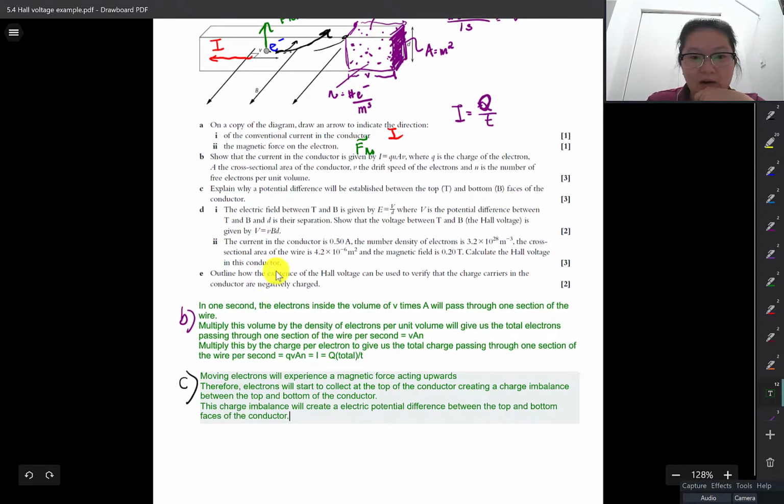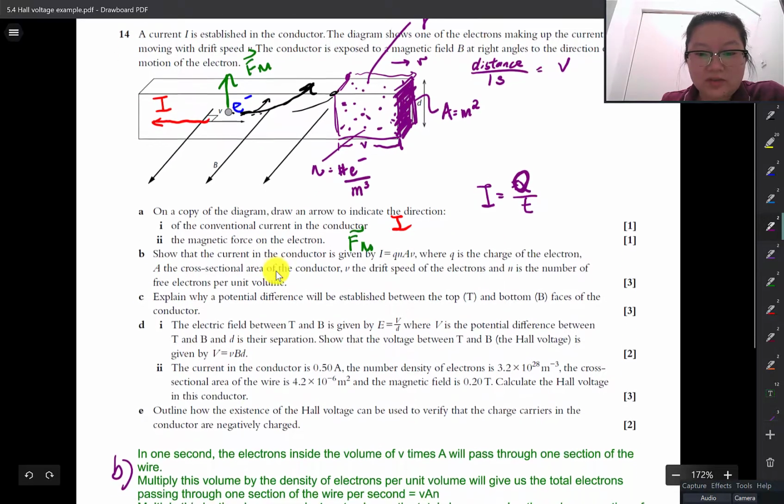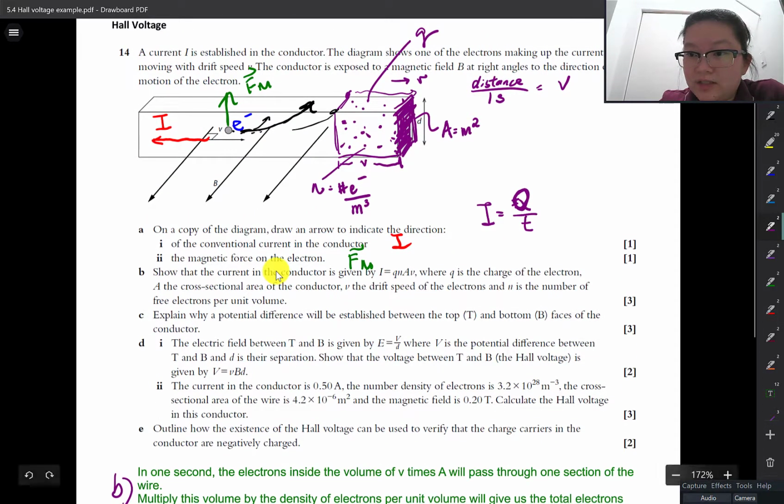Okay, so now on to D. Woof, D and E. Wow, still a lot to go, guys. This is a lot of questions. So let's go. So let's read D first.